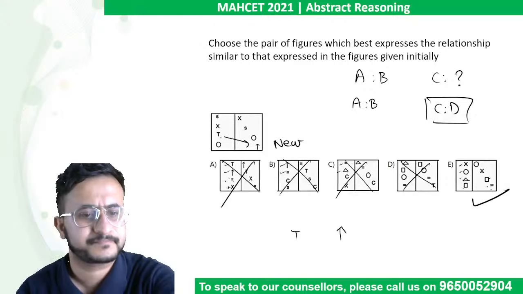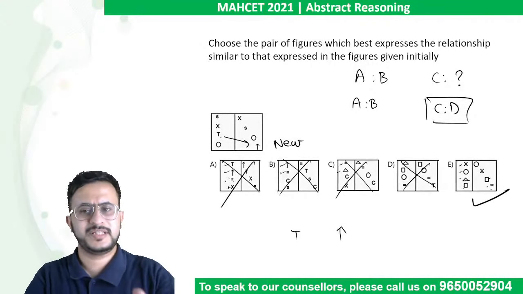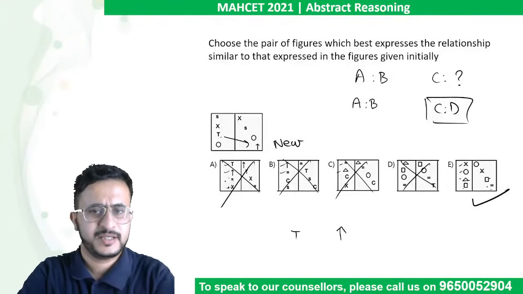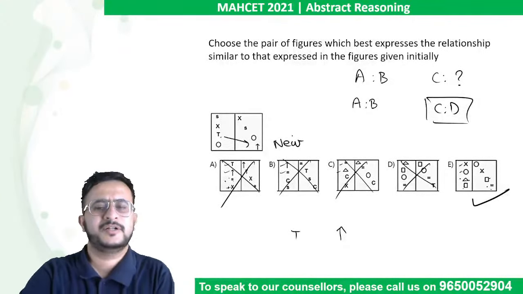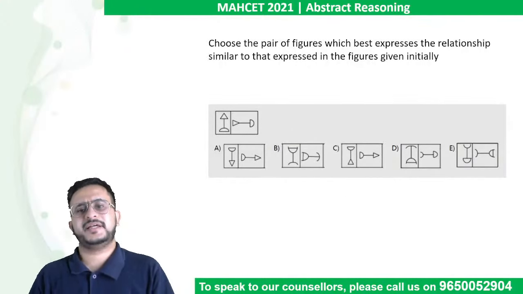Okay, clear? It was not C, and not A, but E. So just that careful observation that it is not T, it is a new image. All right, let's look at the next one.